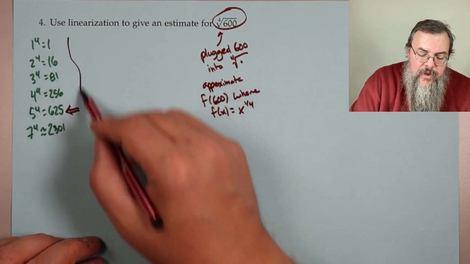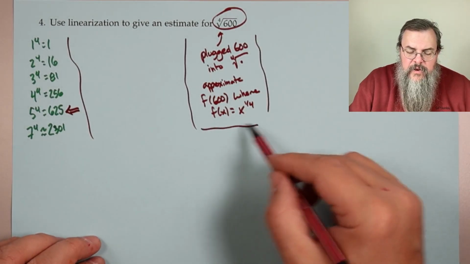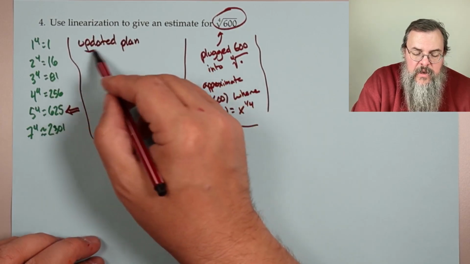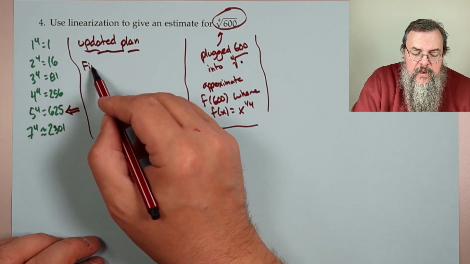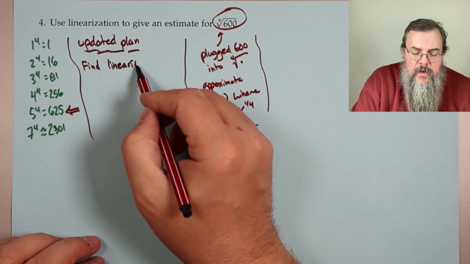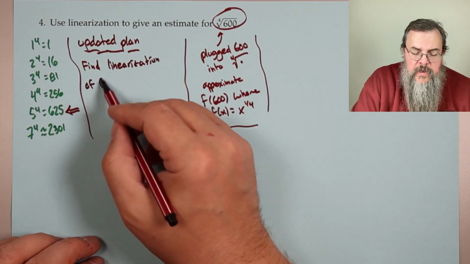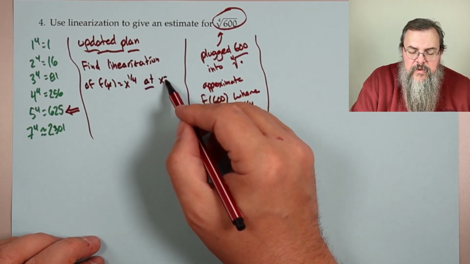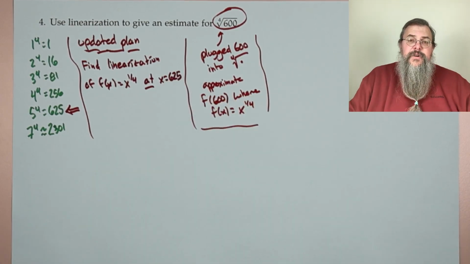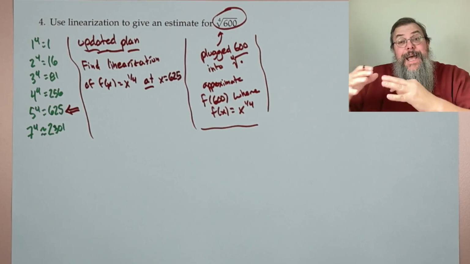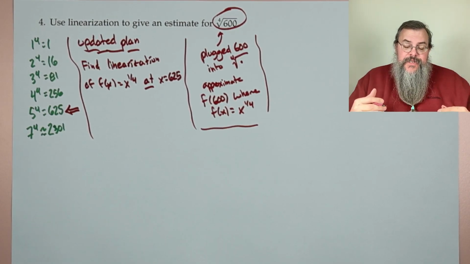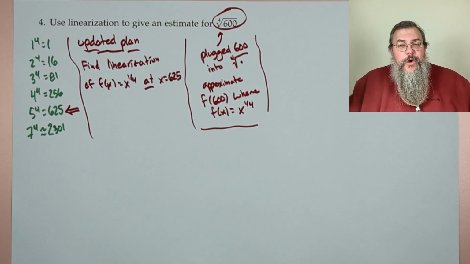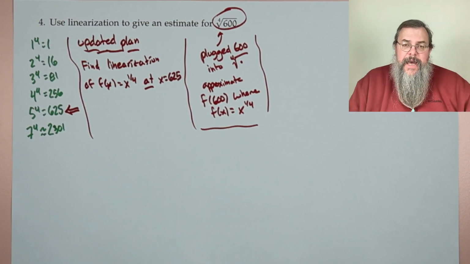So let's update our plan. Our updated plan, we're making notes here: we're going to find the linearization of the function f of x equals x to the 1/4 at x equals 625. We need to know what function we're doing the linearization of, and where we're doing it. Because there are infinitely many linearizations I can attach to that function. We're trying to find the one that's close to where we're at.